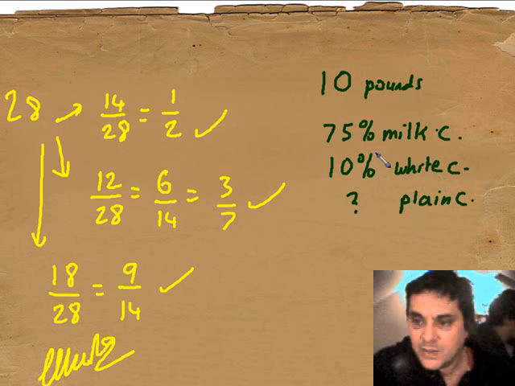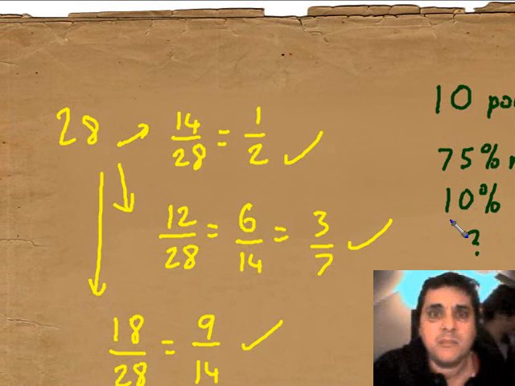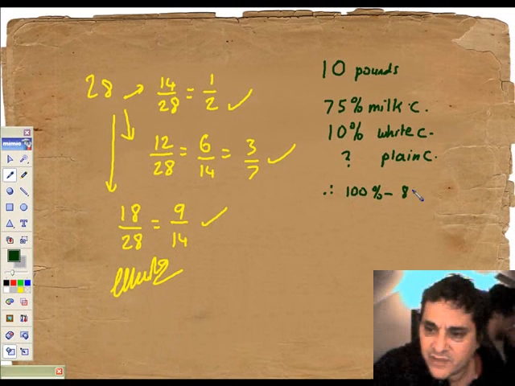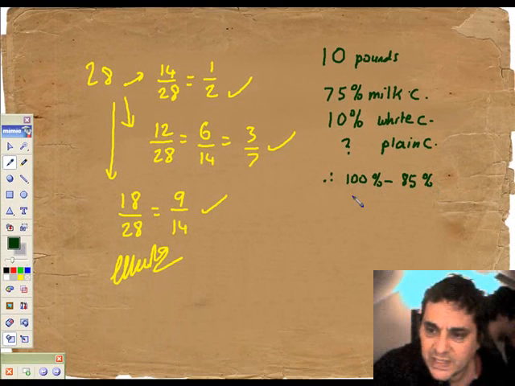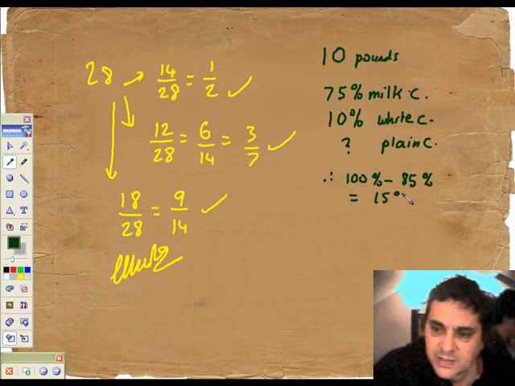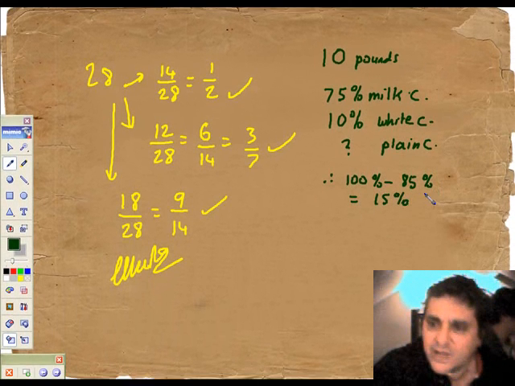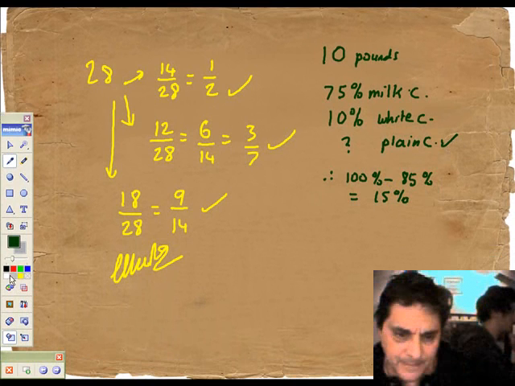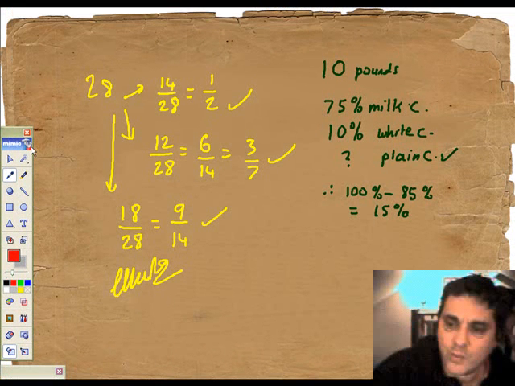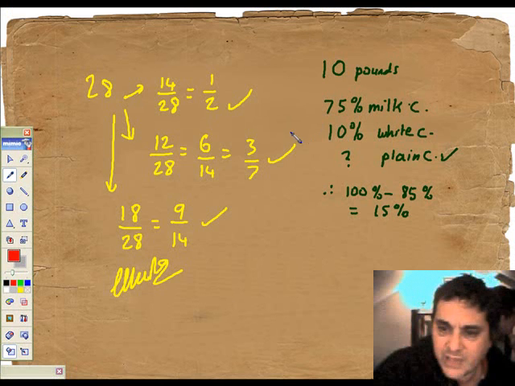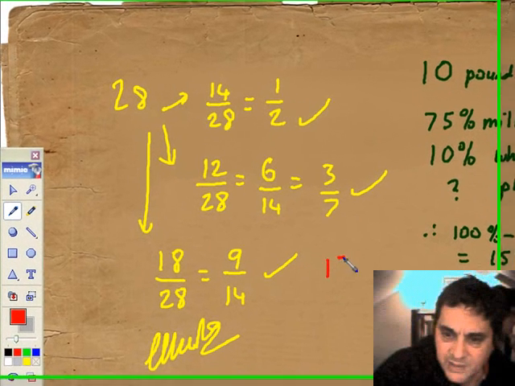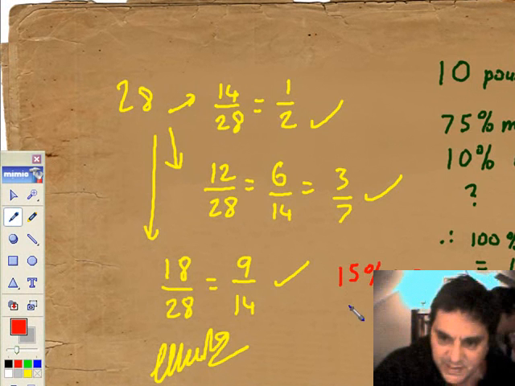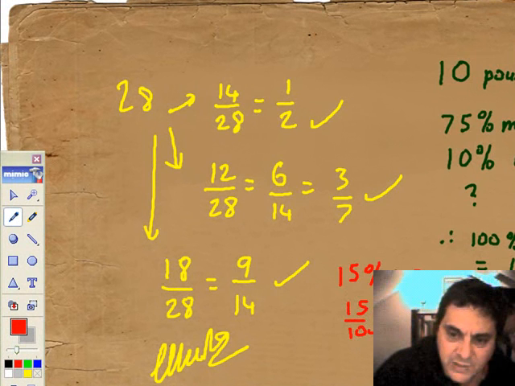Well, 75 plus 10 makes 85. Therefore, I've got 100%. Take away the 85% sold, and that leaves me with 15%. So if 15% is left over, then the 15% must relate to the plain chocolate over there. Changing to red, I need to work out therefore 15% of £10. I'll do it down here, make sure I've got space. So 15% of £10 in weight, it's 15 divided by 100 multiplied by 10.